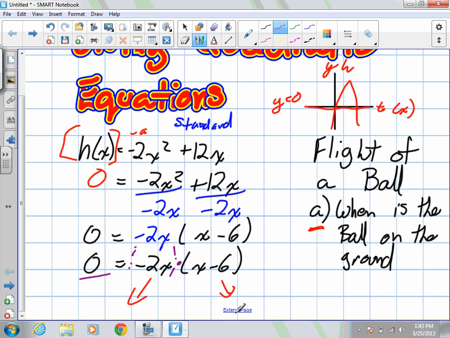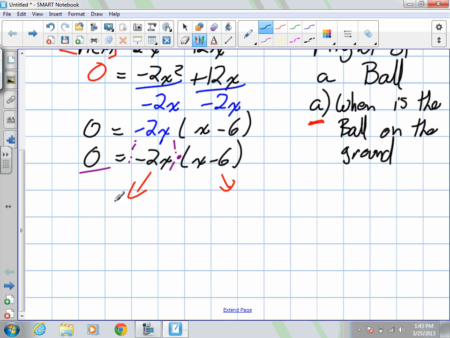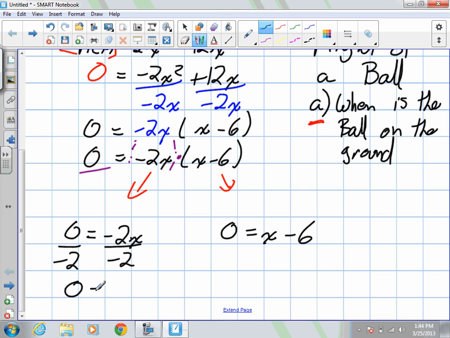So we could split the equation again from here. When we split it, 0 will be equal to negative 2x, and 0 will be equal to x minus 6. To isolate x, what will we do? We divide by negative 2 because it's multiplied by. And what is 0 divided by negative 2? 0. So one of our x values is 0. And when we move 6 to the other side, we're going to get a positive value of 6. So we get x is equal to 6.